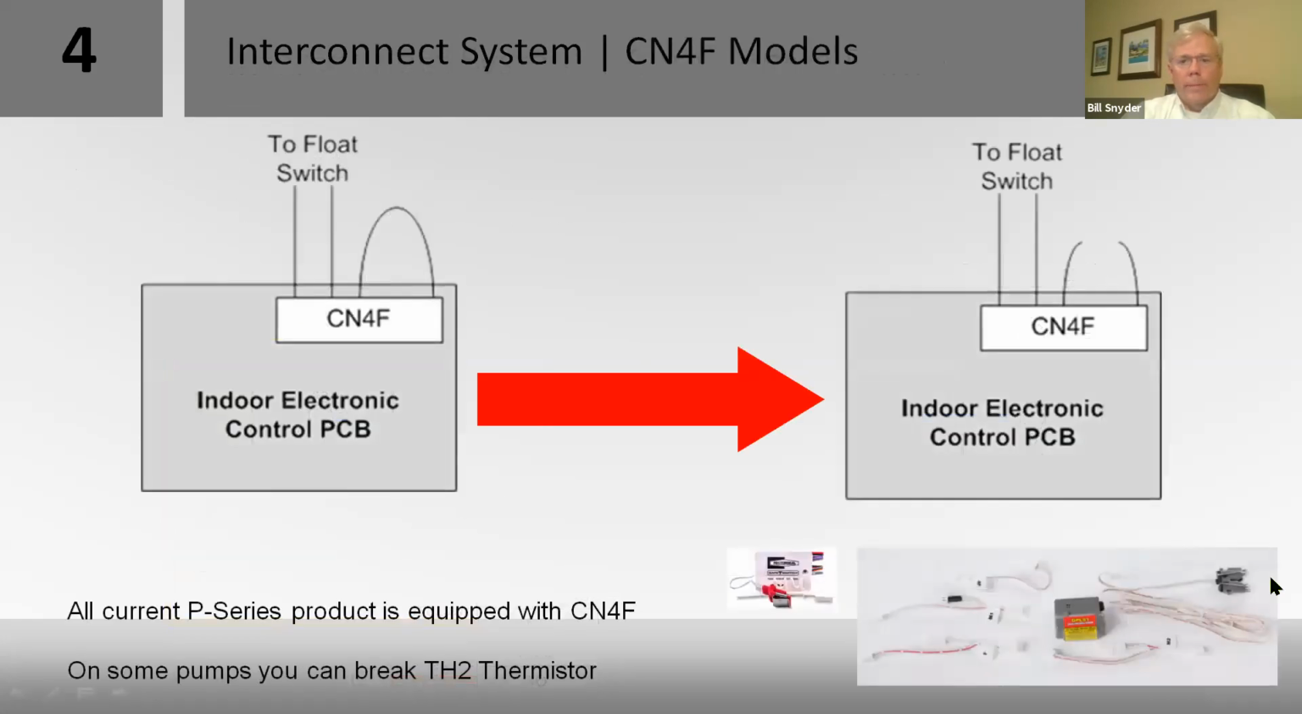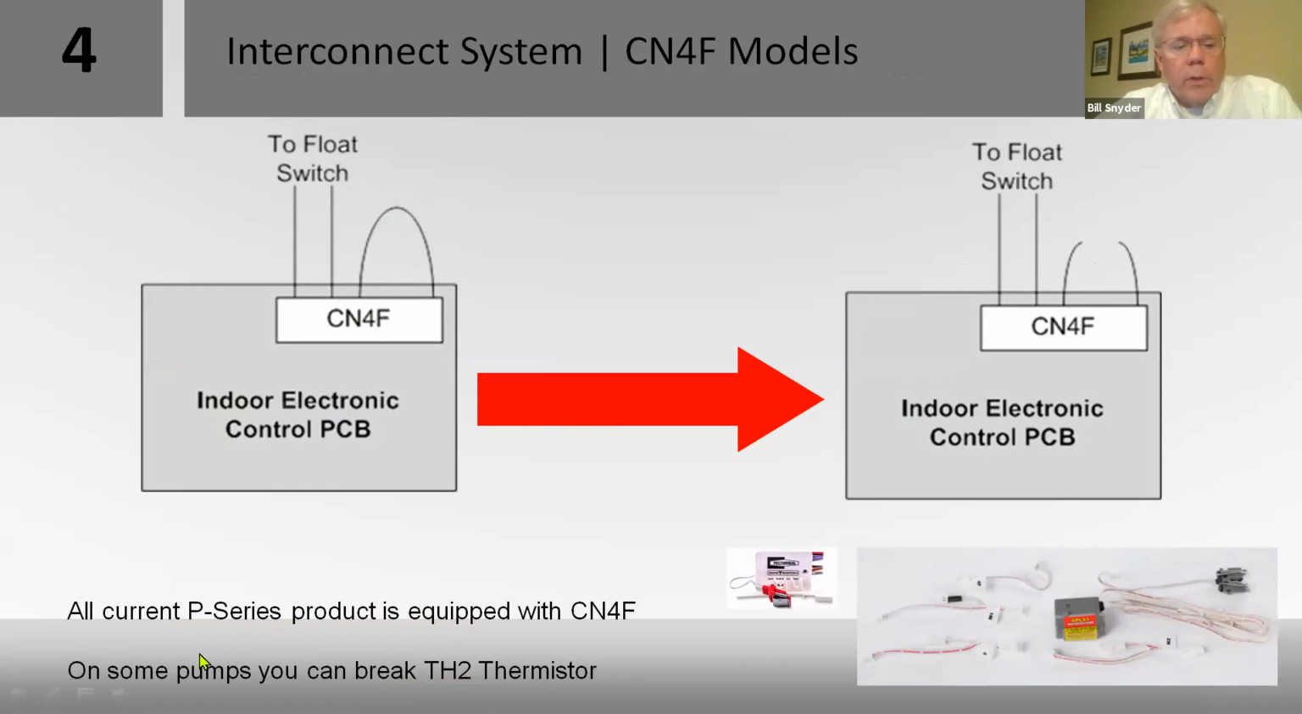That's one way. All of our P series systems, I believe, now have a CN4F connector switch, which is a float switch inside the system. A lot of them have float switches in them. But if you want to put an auxiliary drain pan in or an auxiliary switch, you would cut this jumper and then wire your switch to that.